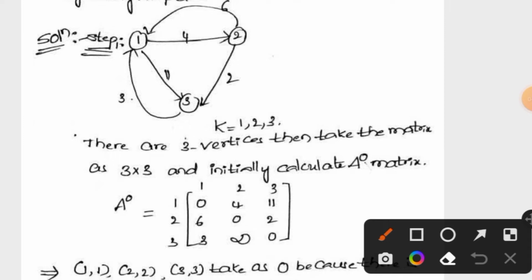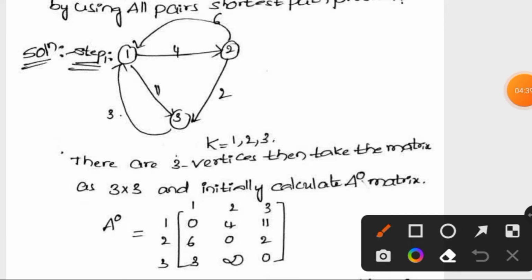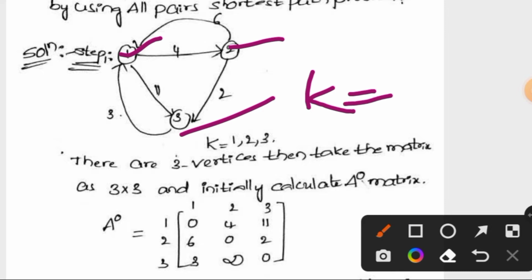Next, from the graph we have to observe how to take the k value. See here, there are three vertices. So first we take k equal to 1 and calculate the A power 1 value, then we take 2 and calculate the A power 2 value. Then we take A power 3 and calculate A power 3. And when do we stop? From the graph we have 3 vertices, those are 1, 2, 3. So that's why we take k value up to 3.